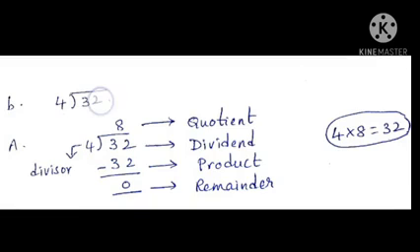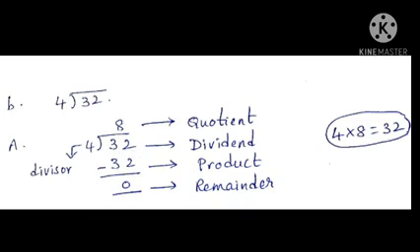B question. 32 divided by 4. What is the question? 32 divided by 4. We have to recite the 4 table. When will we get 32 in the 4 table? Tell me, children. 4 eights are 32. This 8 we have to write above the line. And this 32 we have to write down below the 32.